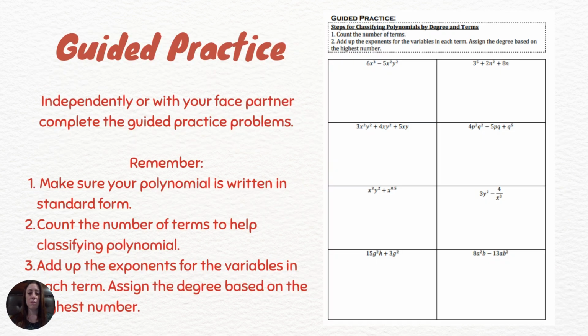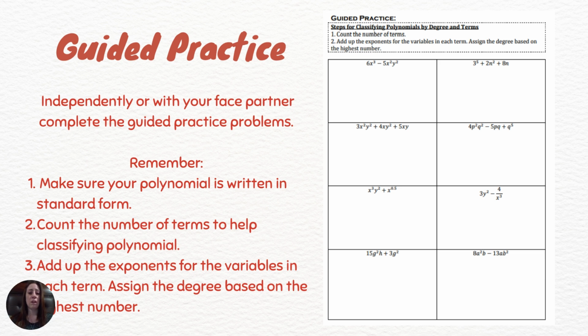Next, I went over the guided practice. There were 8 problems that I wanted students to work on. For this one, they needed to rewrite the polynomial in standard form, identify the number of terms, and also determine the degree of the polynomial. If students didn't finish this, I had them take it home for homework.